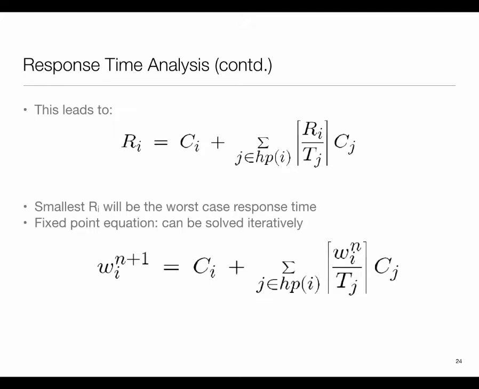So the way we do it is we start with some assumption on Ri, we plug it in here, and then we calculate the next value, and we keep iterating until we hit our stopping criteria. What initial value can I start with?